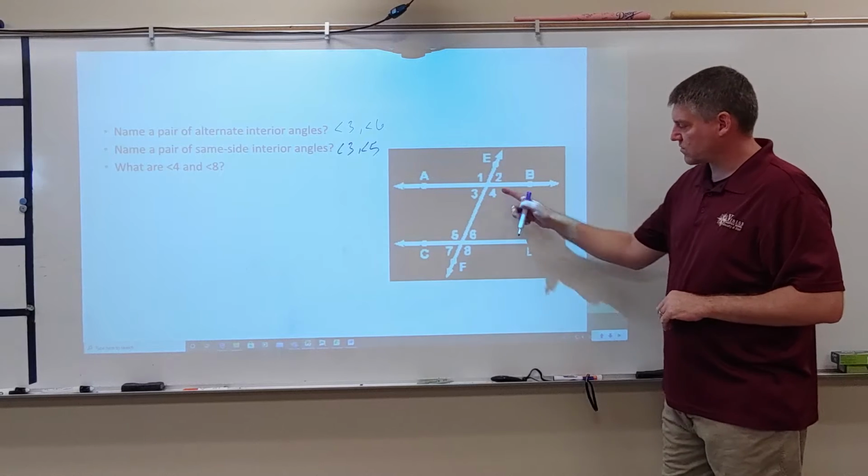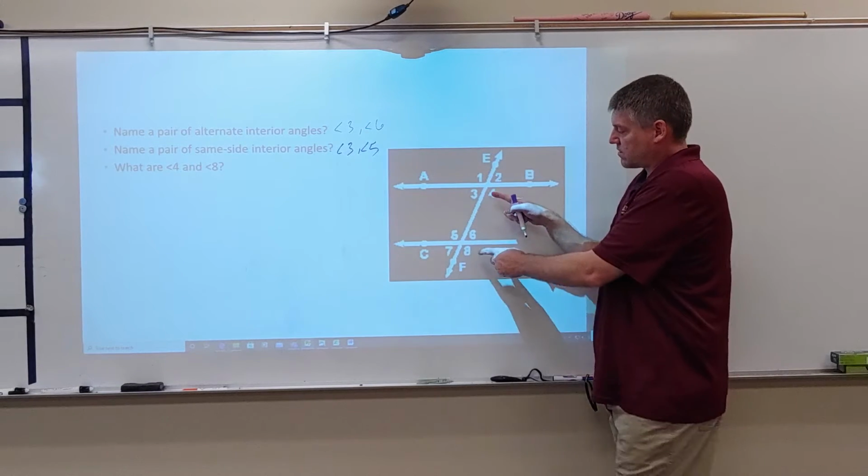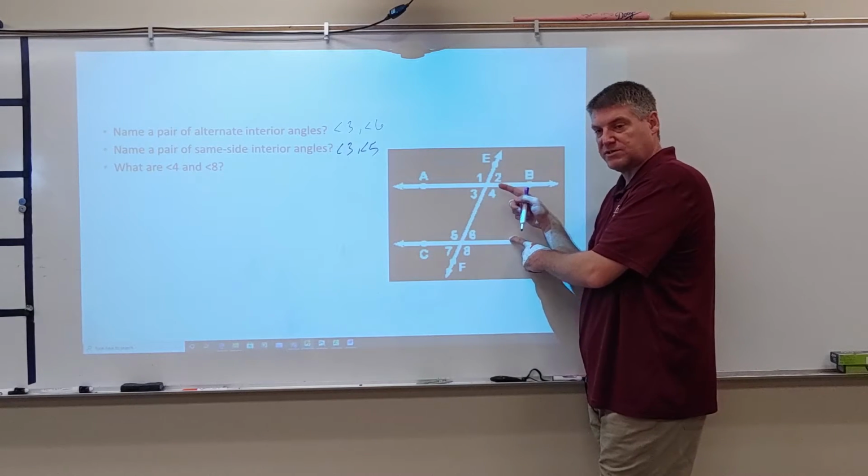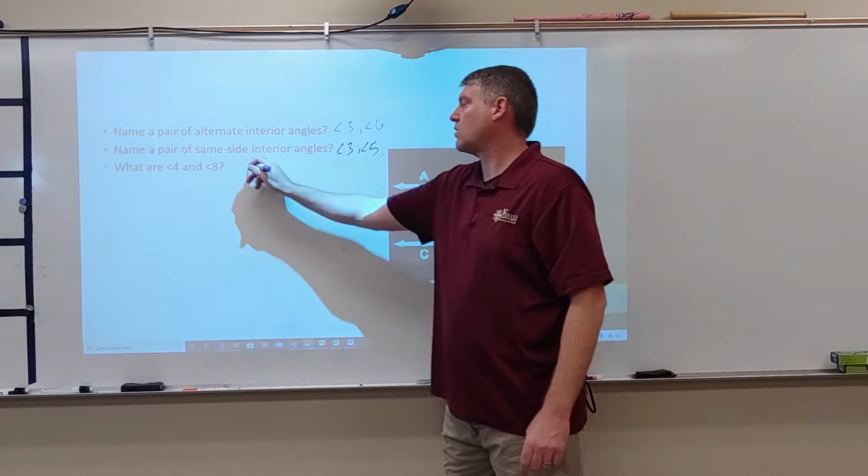What are 4 and 8? So here's 4, here's 8. So they're on the same side of the transversal, same side of their respective lines. So these are corresponding.